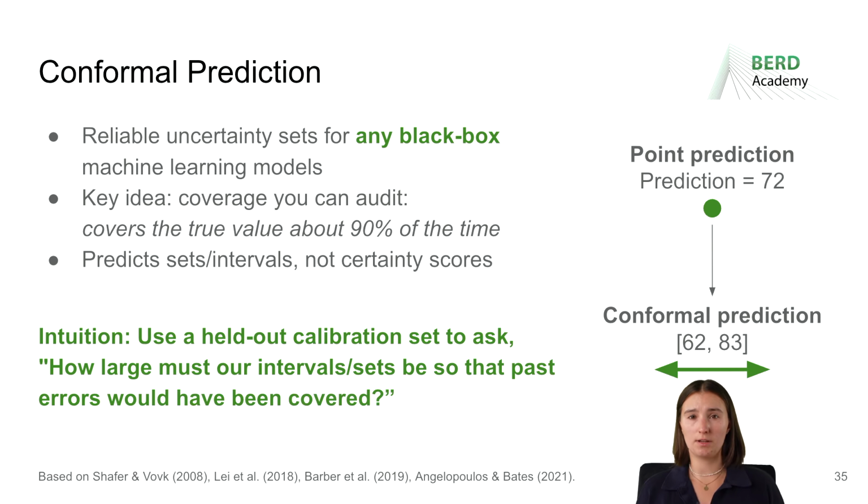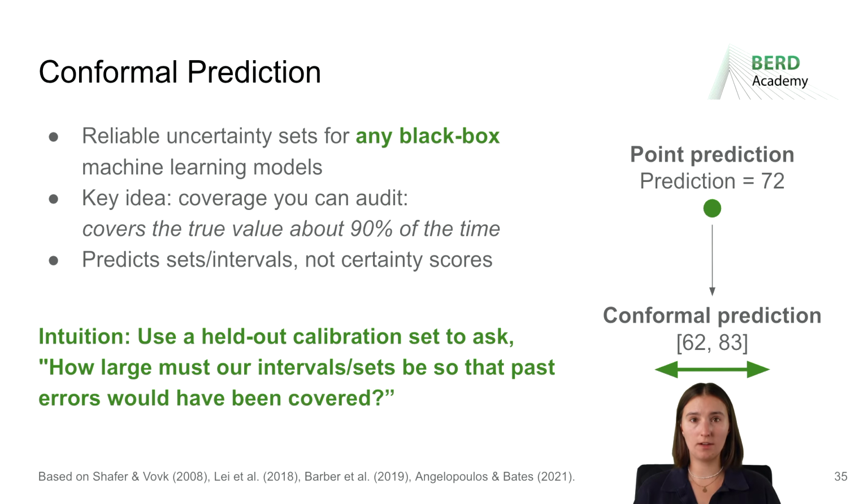So instead of, for example, here, if we look at this point prediction of 72%, you will actually then get this interval here of, for example, from 62 to 83. And the intuition behind that is that you use a held out calibration set to ask how large must our intervals or sets be so that past errors would have been covered.